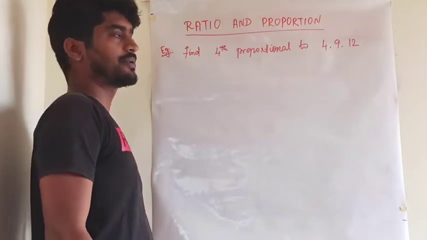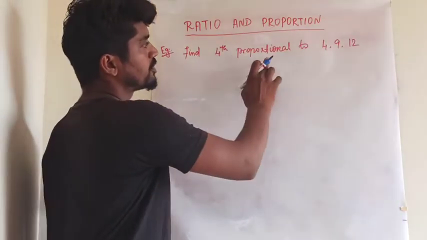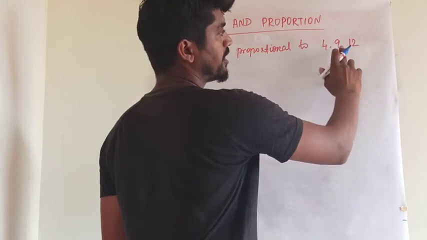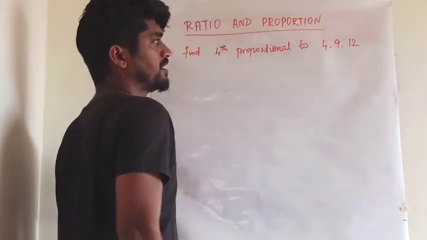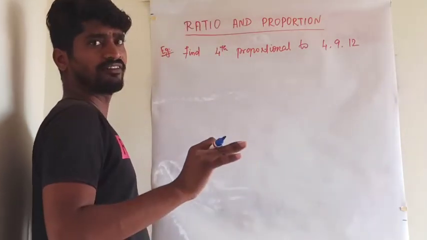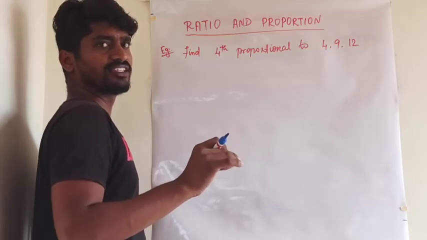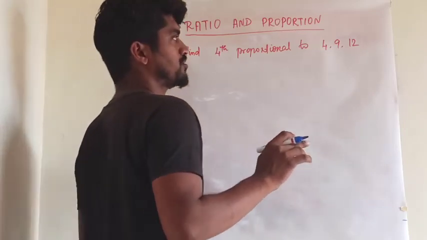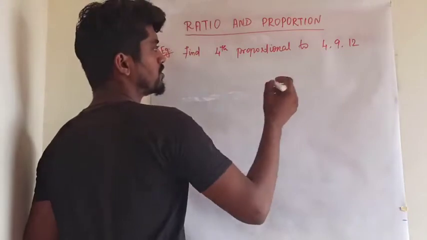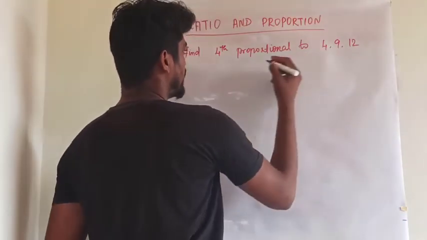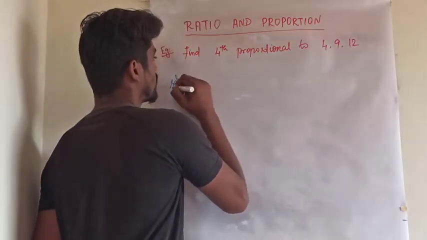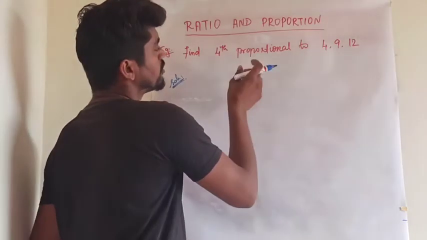The next example is: find the fourth proportional to 4, 9, 12. Here three values are given. Now we are going to find the fourth proportional value of the sum. So the given values are in fourth proportional.